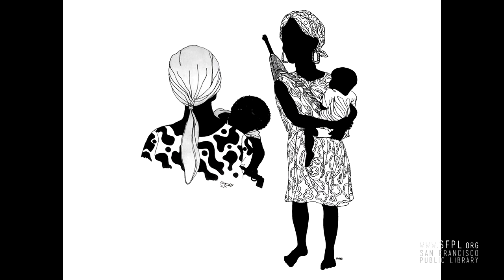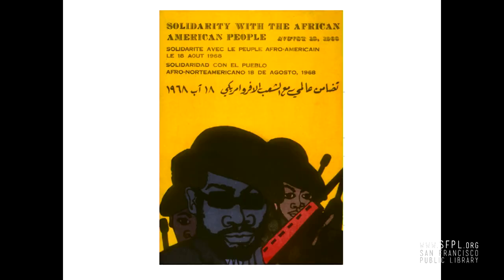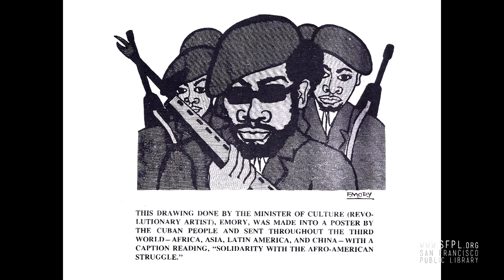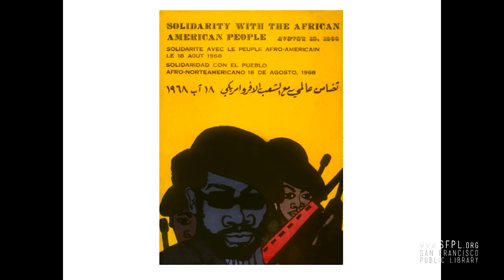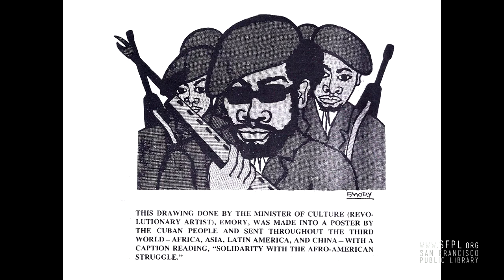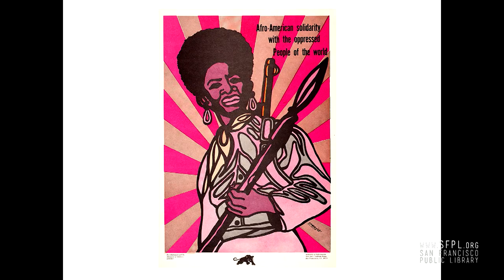put together. Here, this next image is also one that they remixed. We knew they were reading the interior of the paper, because this was maybe a 2x4 small black and white image in the paper itself. Then they remixed it in four colors, "Solidarity with the African American people, August 18, 1968," in four different languages. Here's that original image. They just flipped it around and remixed it. "Afro-American solidarity with the oppressed people of the world."